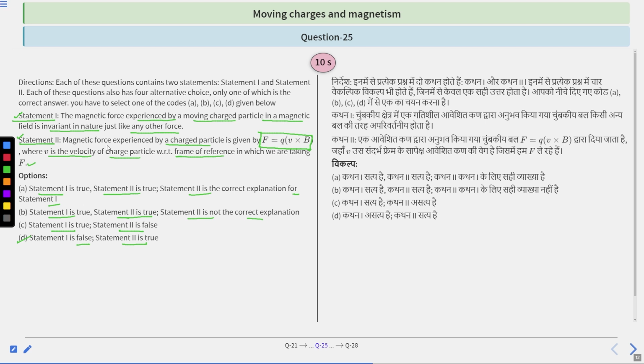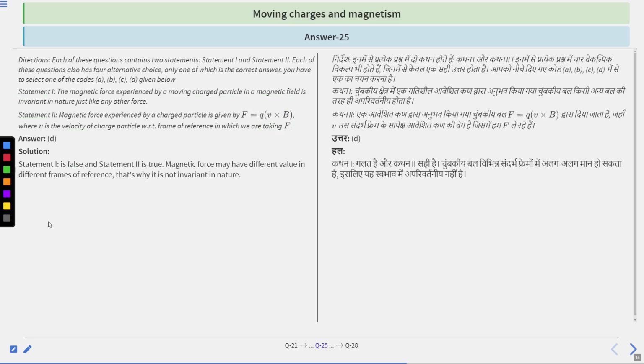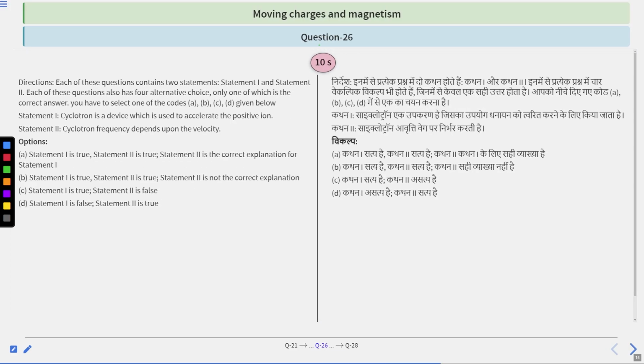Clear? So this statement is true. The statement is: magnetic force experienced by a charged particle in a given field is F is equal to q v cross B, where v is the velocity of the charged particle with respect to the frame of reference in which we are taking F. Clear? So this is the correct option. Option D is correct. Next question, question 26.